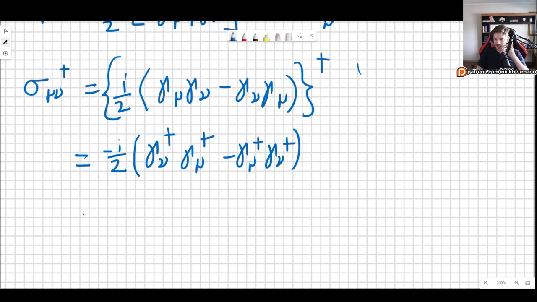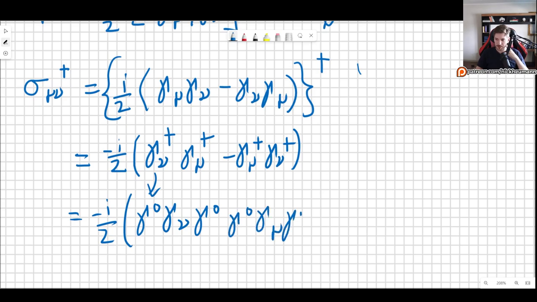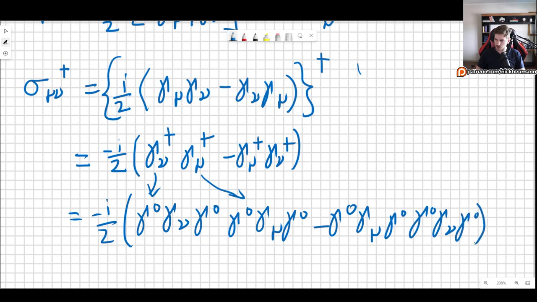So if we plug this in, we get minus i over 2, and then we have gamma 0, gamma nu, gamma 0. This is from this part. Then we get gamma 0, gamma mu, gamma 0. This is from this part. Then we get minus gamma 0, gamma mu, gamma 0, then gamma 0, gamma nu, gamma 0. So all I did was plug in what we found before, right?